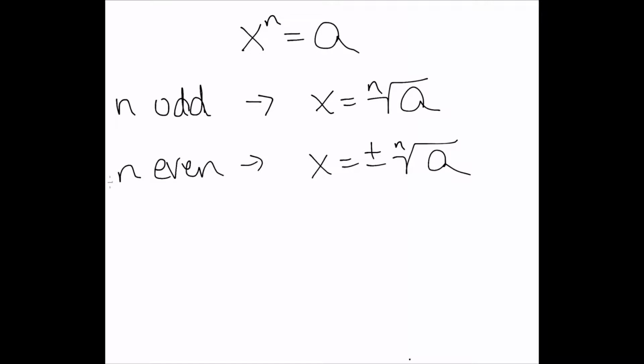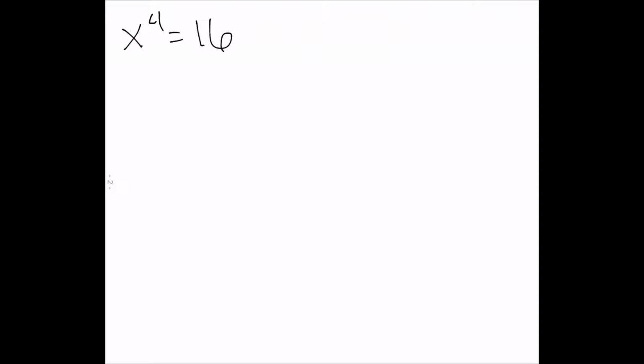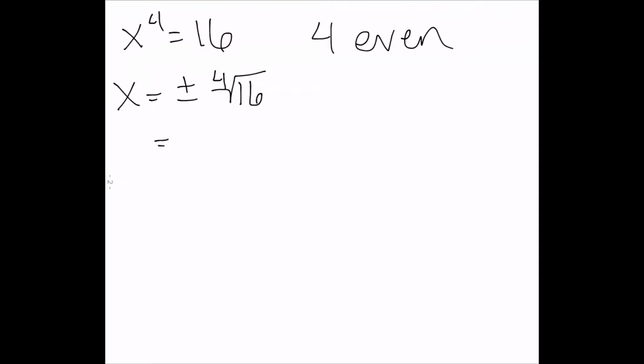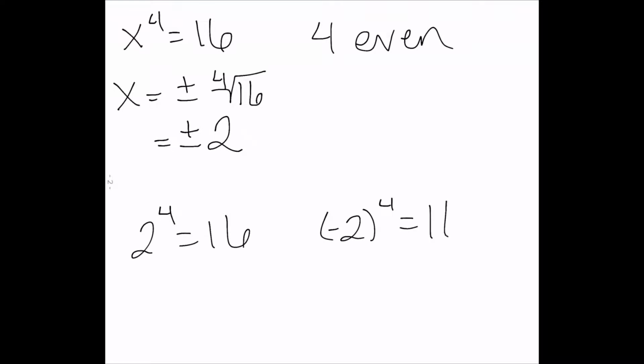So let's look at a few examples. x to the fourth equal to 16. Since 4 is even, we need to do plus or minus. So I have x equal to plus or minus the fourth root of 16, which is 2. So plus or minus 2. And you can double check that. 2 to the fourth is 16. And in addition, negative 2 to the fourth is also 16.